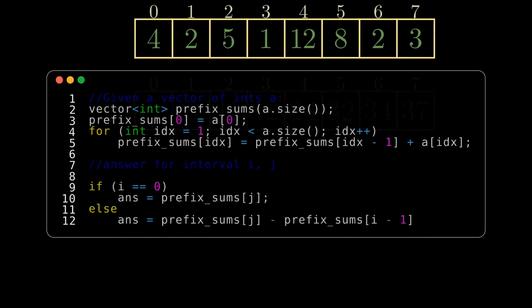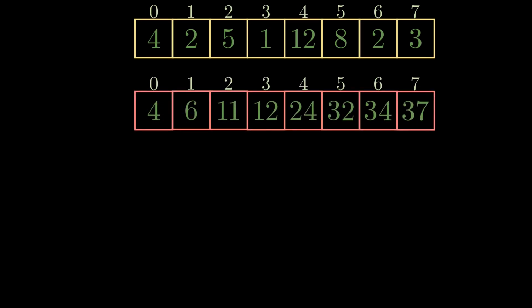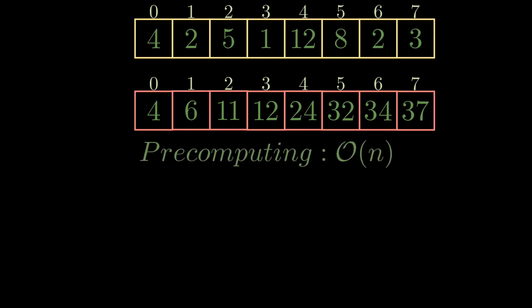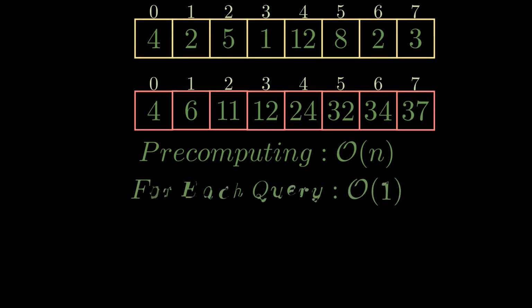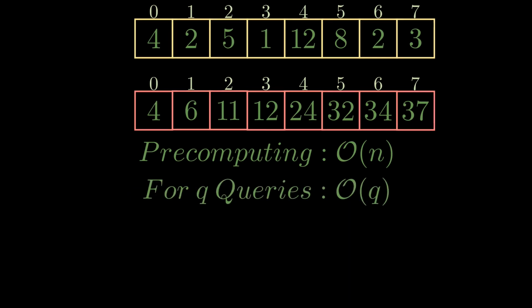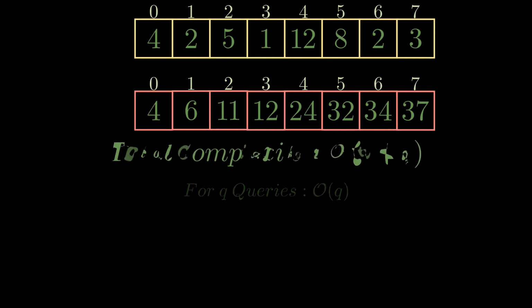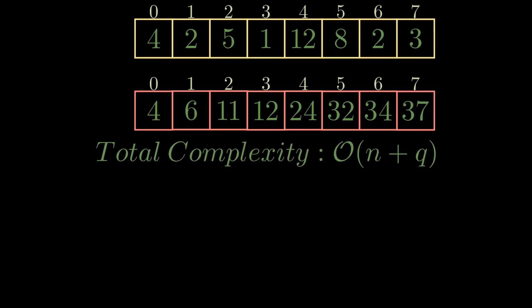If our array was one-indexed, we wouldn't have to perform this check since I minus 1 will not become negative. So as we said, the pre-computing took us O of n, and each query can be answered in O(1) since it only requires one operation. And if we had to answer Q queries, the total complexity for all queries would be O of Q. For a total complexity of n plus Q, which is way better than the complexity we had in the previous approach, which was n times Q.